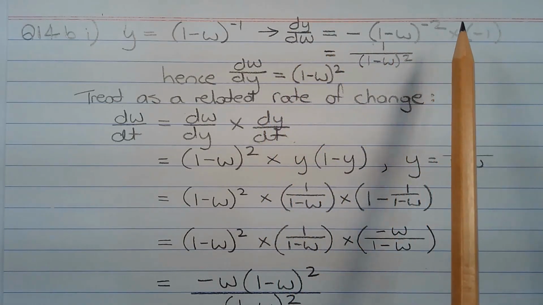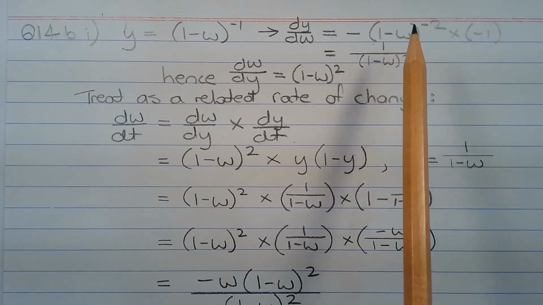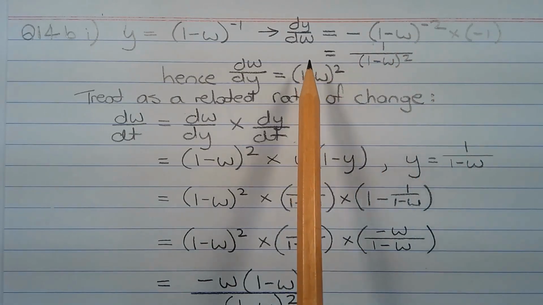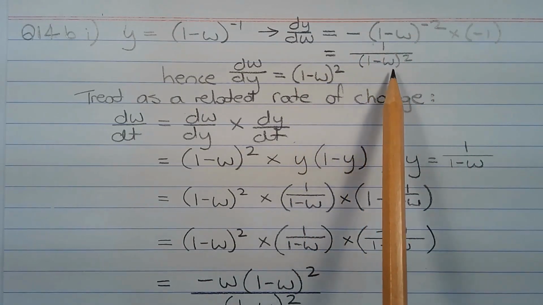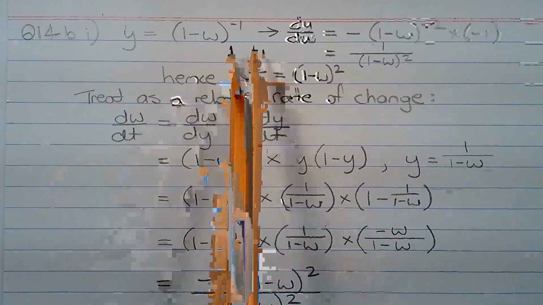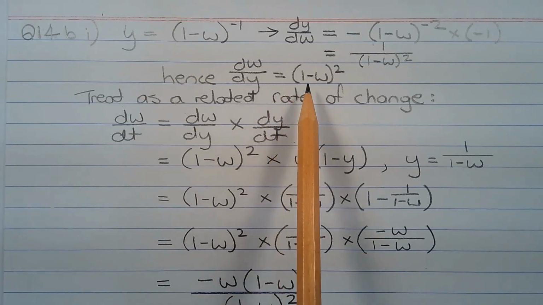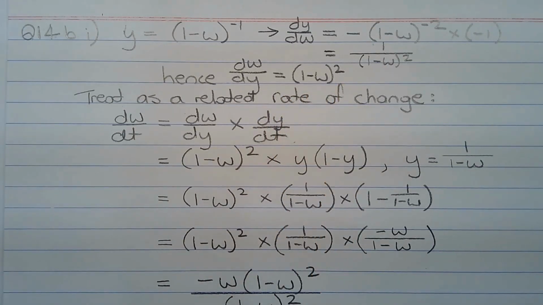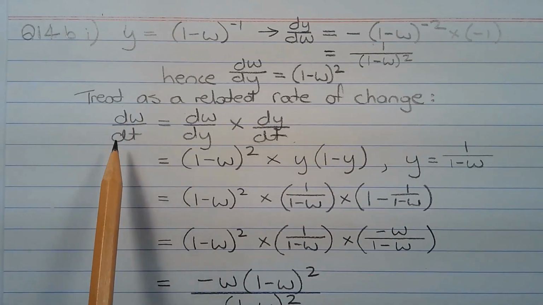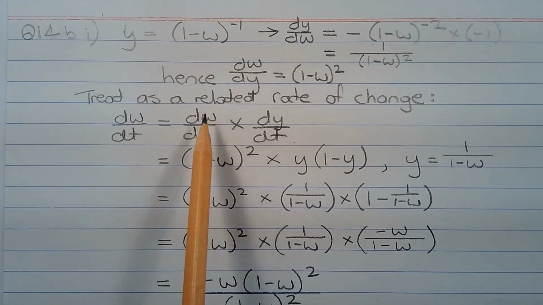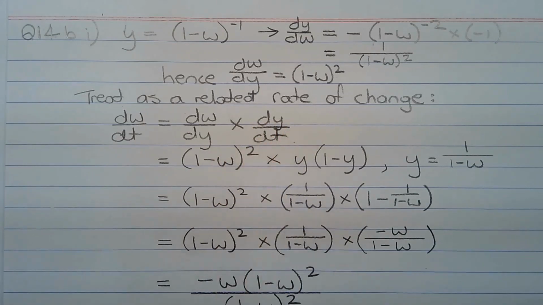of negative 2 multiplied by the derivative of 1 minus w, which is negative 1, and that equals 1 over (1 minus w) all squared. Now dw/dy is the reciprocal of dy/dw, and that equals (1 minus w) all squared. Now we're going to treat this as a related rate of change. That is, dw/dt is equal to dw/dy times dy/dt.